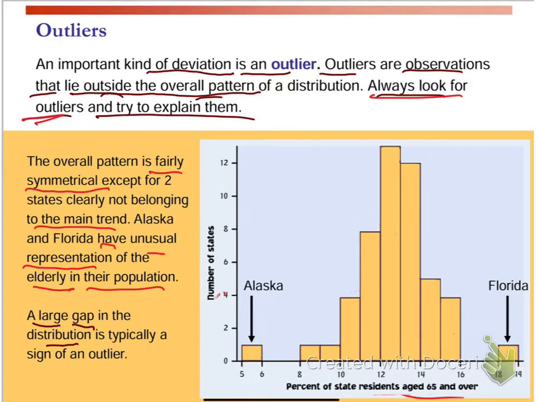So here I have a gap, and also here I have this gap. It gives us an indication that we have an outlier. Okay, it is a typical sign of an outlier. Sign means an indication of the availability of an outlier.